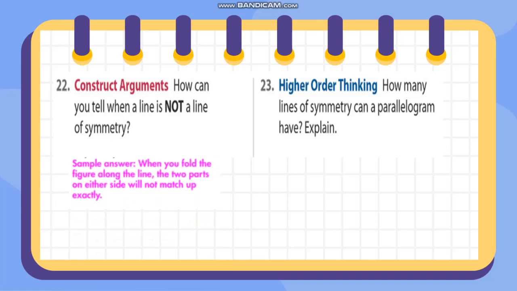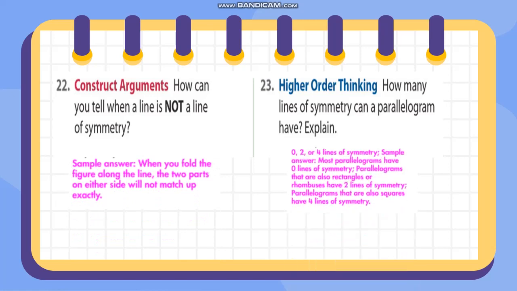Next, number 23. How many lines of symmetry can a parallelogram have? When we say parallelogram, it means two pairs of parallel sides. So the possible answers are 0, 2, or 4 lines of symmetry. Why? Most parallelograms have 0 lines of symmetry. But parallelograms that are also rectangles or rhombuses have 2 lines of symmetry. And parallelograms that are also squares have 4 lines of symmetry. That's why the answer may be 0, 2, or 4 lines of symmetry.